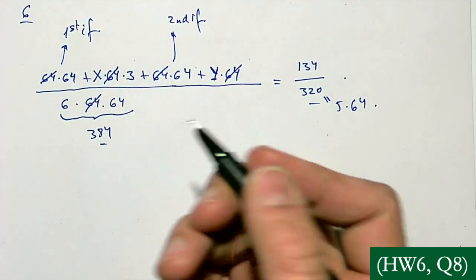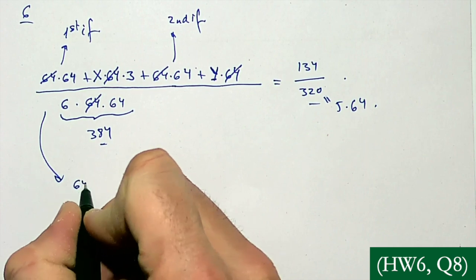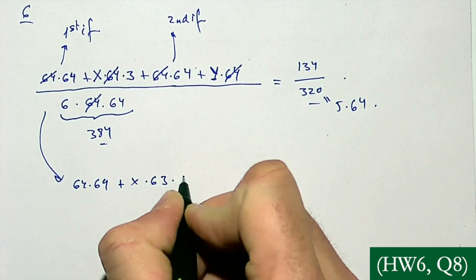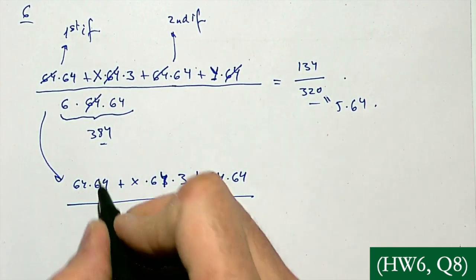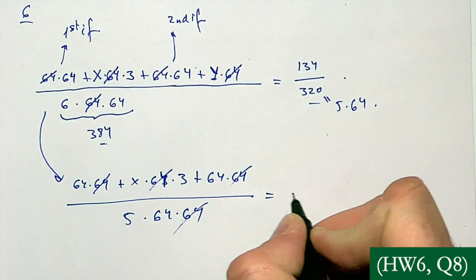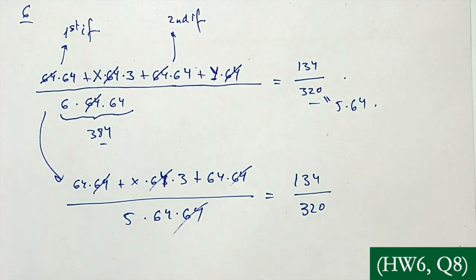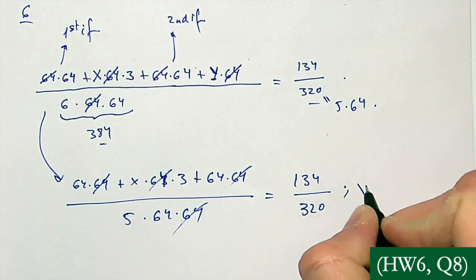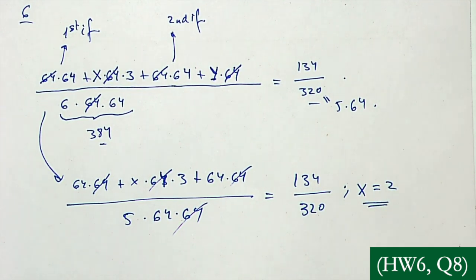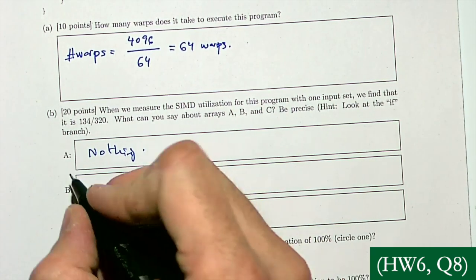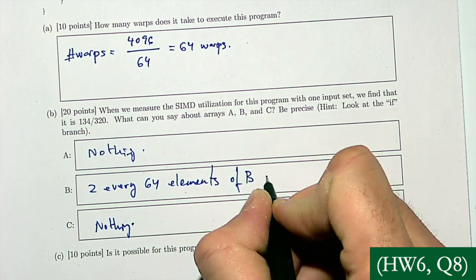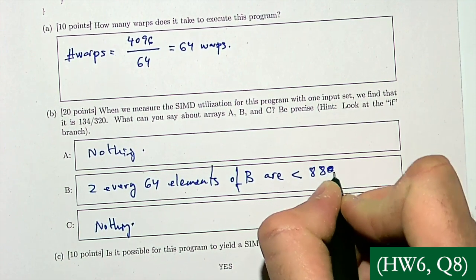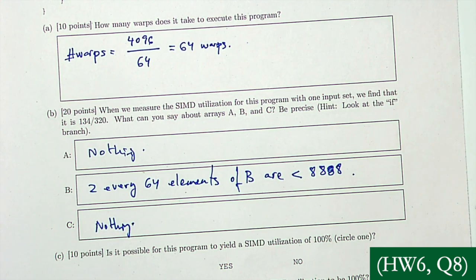So what I need to do here is to somehow rewrite this expression for only 5 instructions. This is 64 times 3 plus 64 times 64 divided by 5, 64 times 64. And again, I get rid of this 64, and this is equal to this. And from here, you will find that X is equal to. Okay? So, the right answer here is that 2 every 64 elements of B are less than that. Does it make sense?